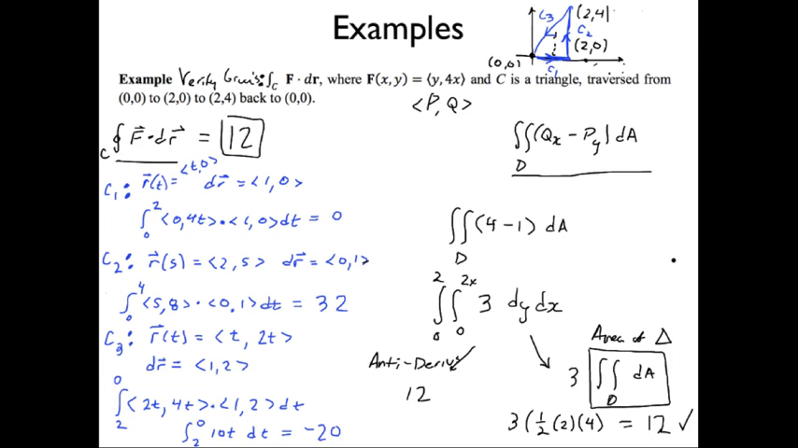Okay, so verifying Green's theorem means you have to do the line integral and the double integral and show that they're the same. In this particular case, when you do this double integral, you could use antiderivatives, or you could recognize that this is just 3 times the area of the triangle. And those are both valid ways to say what the answer is.